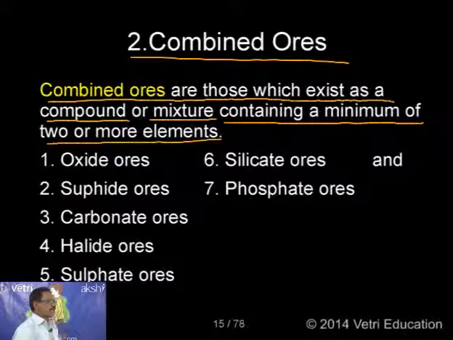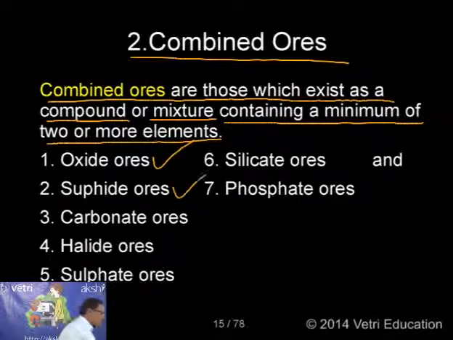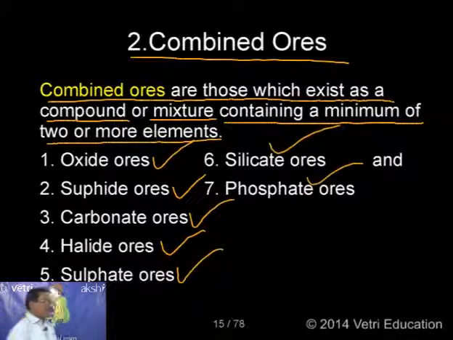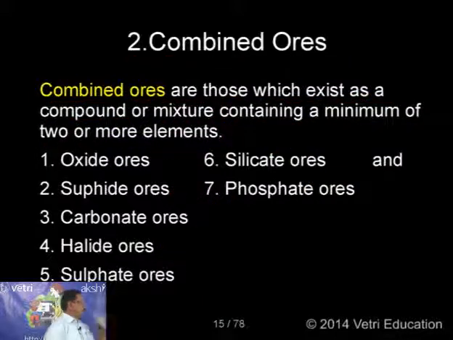Based on this, I can classify combined ores further into a number of types. What are they? Number 1, oxide ores. Number 2, sulfide ores. Number 3, carbonate ores. Number 4, halide ores. Number 5, sulfate ores. Number 6, silicate ores. And number 7, phosphate ores. These are the common ones occurring in nature among the combined ores. Let me go to specific examples. In each case, I will explain with a specific example, then I will go for the process.